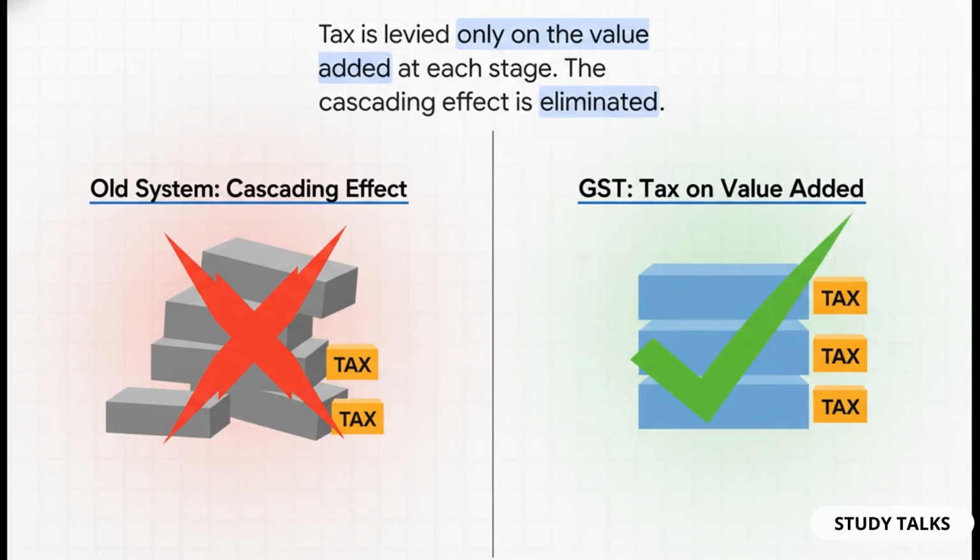So, what's the end result? It's simple. The tax is only on the value added at each stage. That cascading effect, poof, it's gone. Now, the final consumer still bears the total tax burden. If you add up that last column, that's what the consumer pays. But the system is finally transparent, efficient, and fair. There's no more tax on tax.